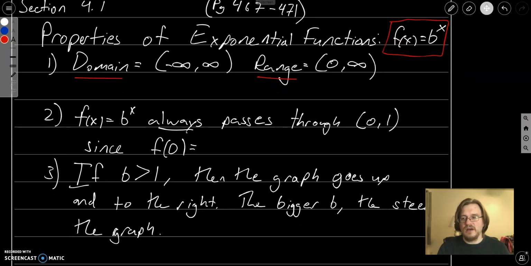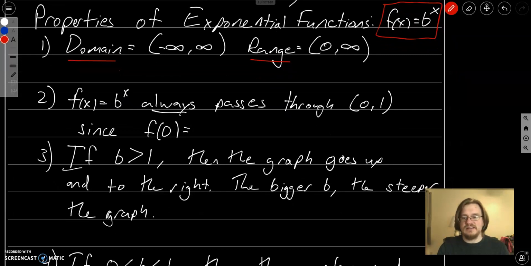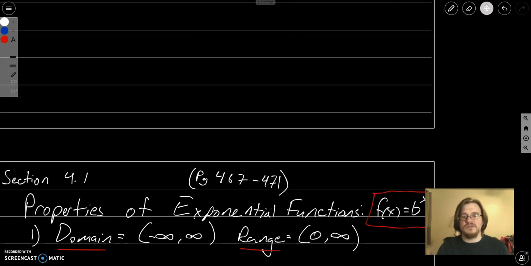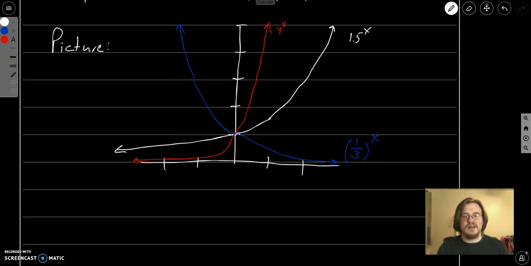As these functions go up, they go up forever, so we can hit every single positive number, but no negative numbers. One other nice property is that the function always passes through the point (0, 1). This is because if you plug 0 into an exponential function, you're going to get b to the 0 power, and b to the 0 power is always 1. So if you plug in a 0 into your function, you always get the number 1. When we look at our functions again, all of these pass through this point right here in the middle. This point will always be passed through by an exponential function.